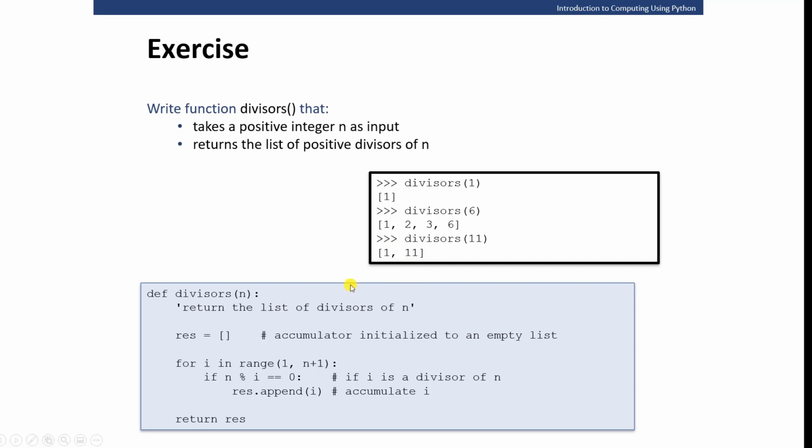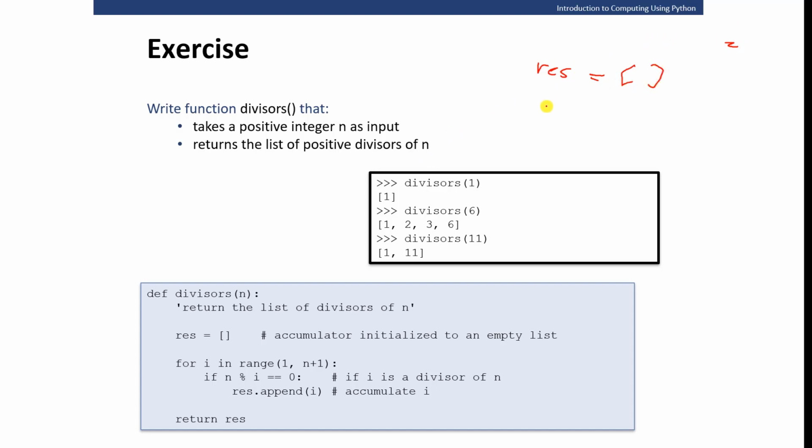If the number mod i equals 0, that means i is a divisor of n, so I have to append that number to my empty list. Let's take a look at the input argument 6. We start with an empty string as our accumulator, in my case result equals an empty string.